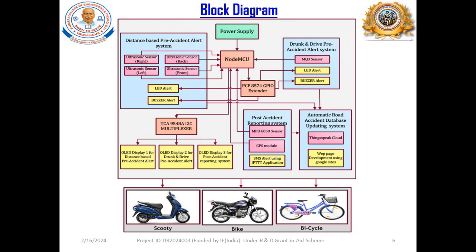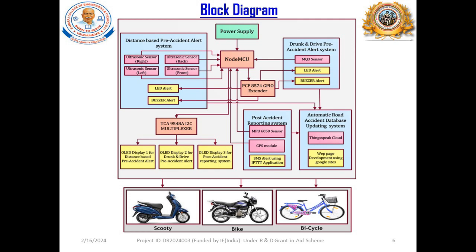And the third one is the post-accident reporting system. It consists of an MPU 6050 vibration sensor and a GPS module, and also an SMS alert service using the IFTTT application. And the fourth one is the automatic road accident database updating system. It consists of the ThingSpeak cloud platform and web page development using Google Sites.